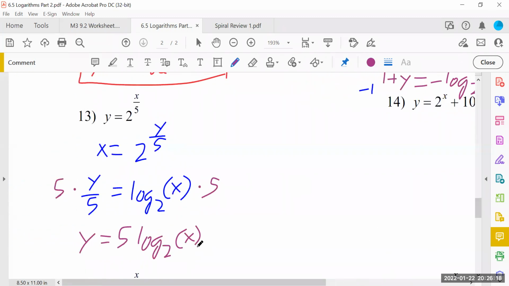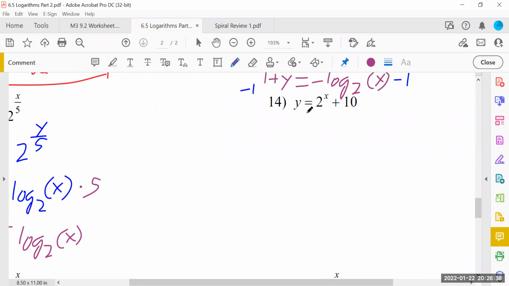Now, there are more things that we can do with these once we learn all the different properties of logs. For now, though, we're focusing on just what is a log and its relationship with the inverse with exponents. Later on, we can talk about what we could do with this 5 to kind of condense this log as well. But for now, this is good enough.